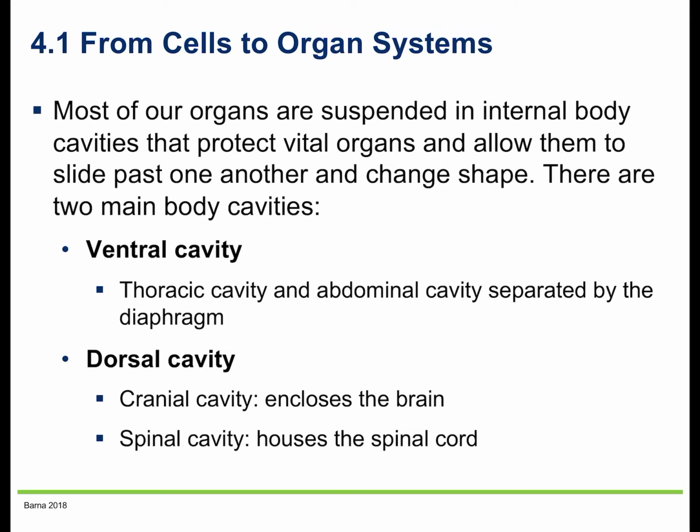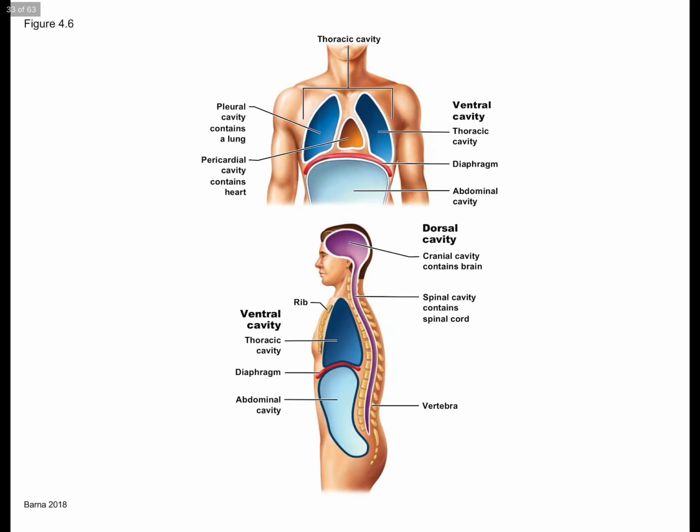When we look at our organs, they are in these body cavities. So our ventral body cavity is going to include our thoracic cavity and our abdominal cavity. Sometimes they call that an abdominal pelvic cavity. And then you have what's called your dorsal cavity, and your dorsal cavity is going to include your cranial cavity and your spinal cavity, including your brain and your spinal cord.